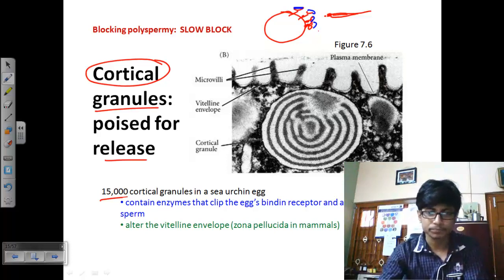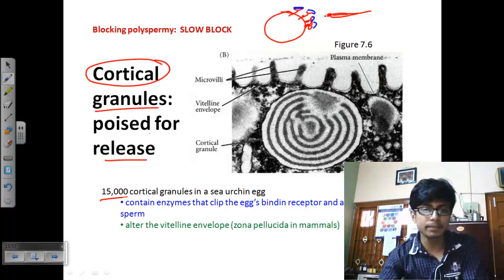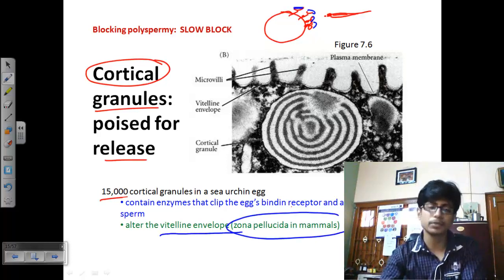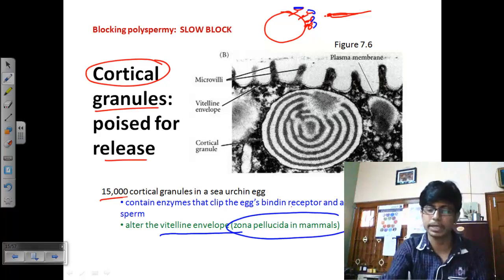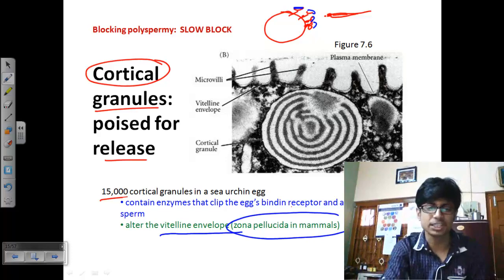Okay, as well as this, the same thing changes or alters the vitelline envelope. For example, in case of mammals, it is a zona pellucida alteration. That is also done. It also helps to stabilize the membrane and create a hard coat around the membrane, because now the cell will need a lot of cell division. No fertilization is required anymore.